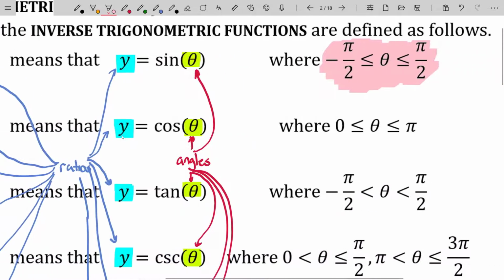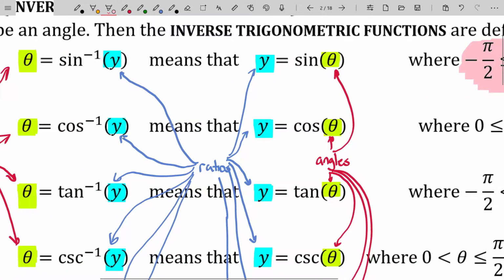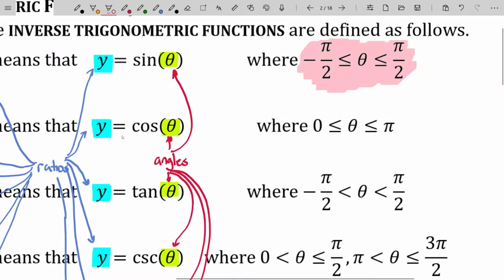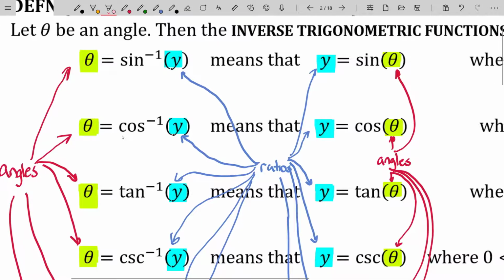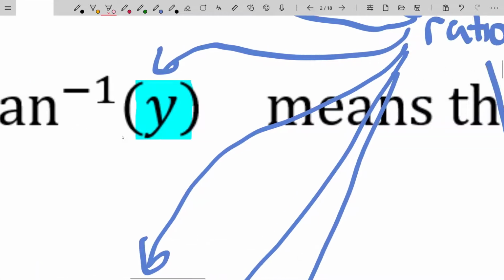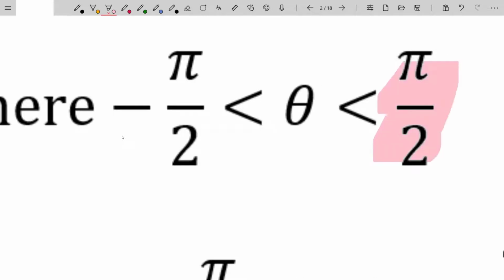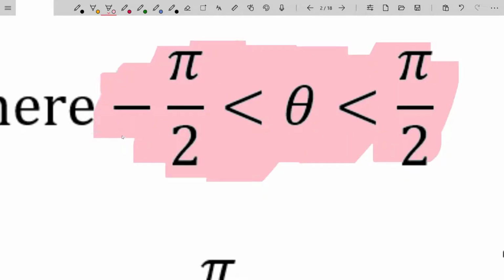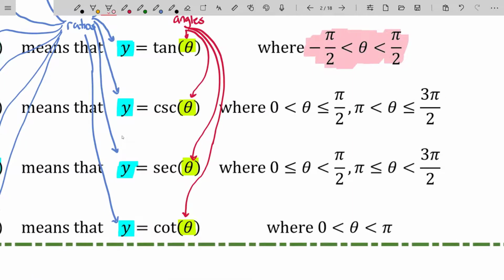So again, sine inverse will return an angle where the angle is between negative pi over 2 and positive pi over 2. Cosine inverse will return an angle where the angle is between 0 and pi. Tangent inverse will return an angle. I should zoom in like this. Tangent inverse will return an angle, and the angle will meet the conditions that it must be between negative pi over 2 and positive pi over 2. And it won't include negative pi over 2, nor will it include positive pi over 2, because tangent isn't even defined there.